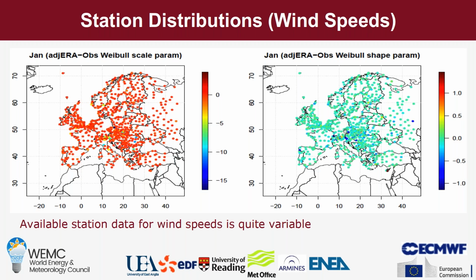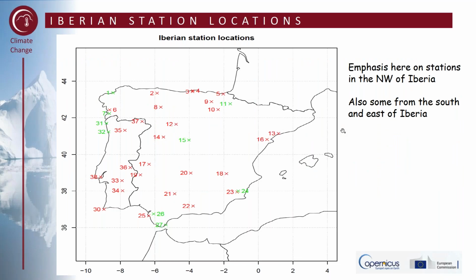But there's about 800 stations here, so there's an awful lot of things to look at and find out possible reasons as to why some of the fits weren't as good as we hoped they would be. But the emphasis here is going to be on Iberia, because we noticed some odd things happening here in the demonstrator work. So this is the network of stations across Iberia. We've got a number of stations here.